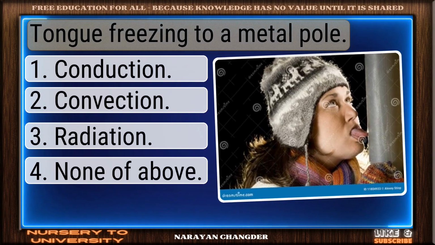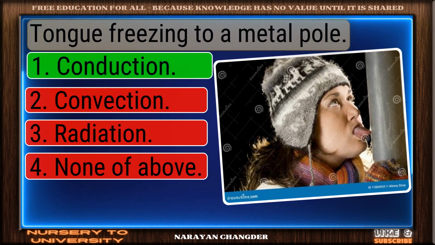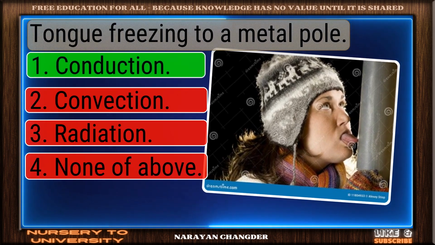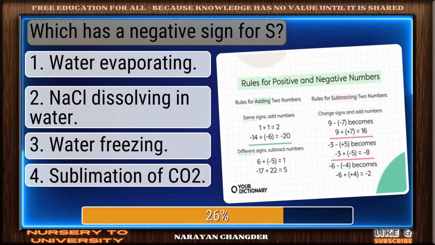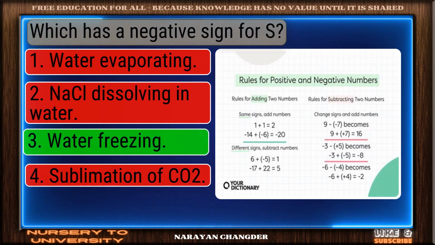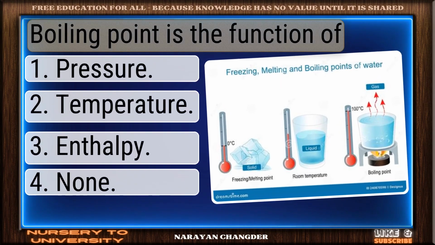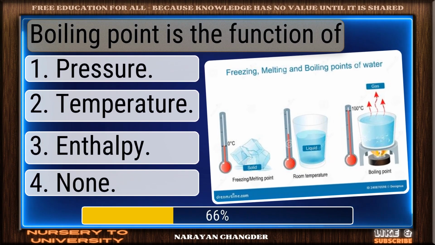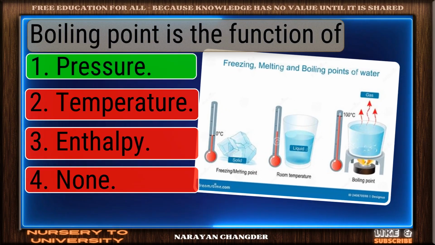Tongue freezing to a metal pole. Smart pick. Conduction is the correct choice, which has a negative sign for S. Nicely done. Water freezing is a solid answer. Boiling point is the function of. Well reasoned. Pressure is the correct choice.